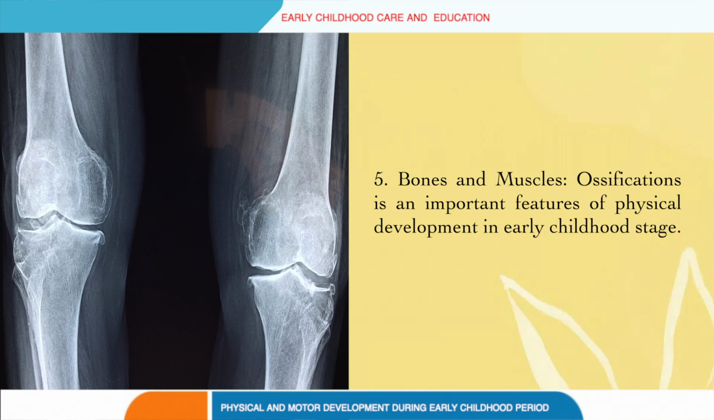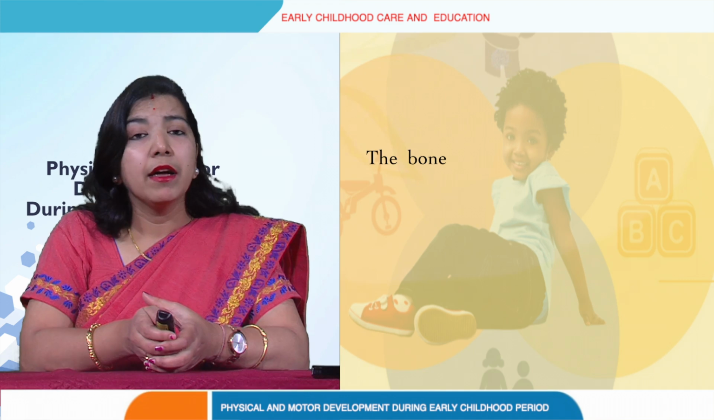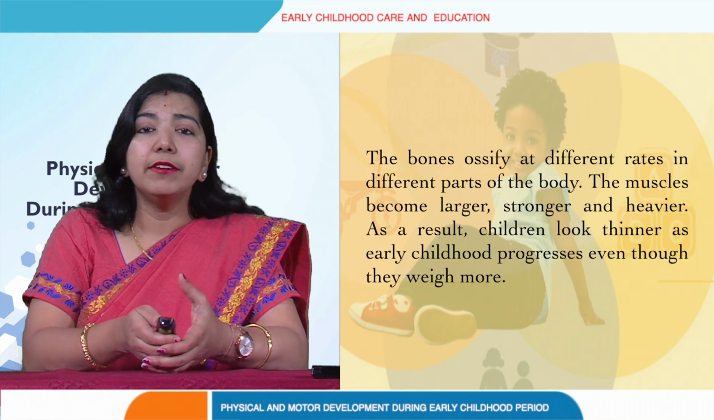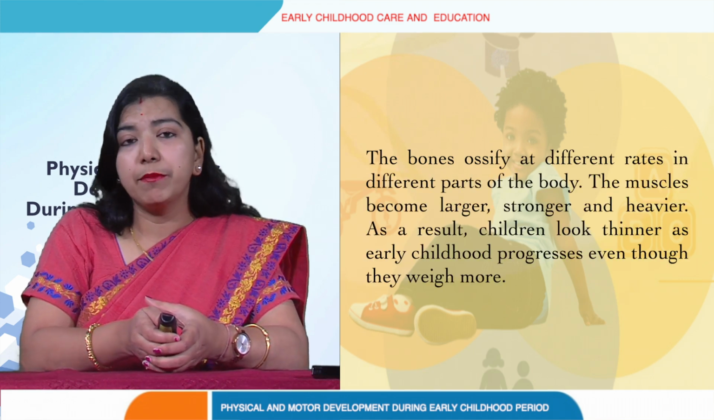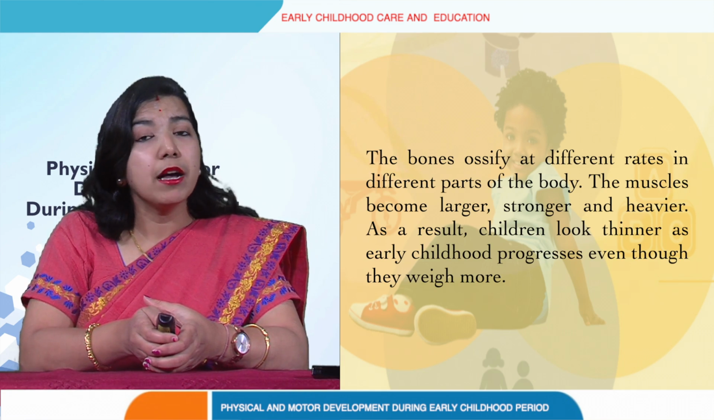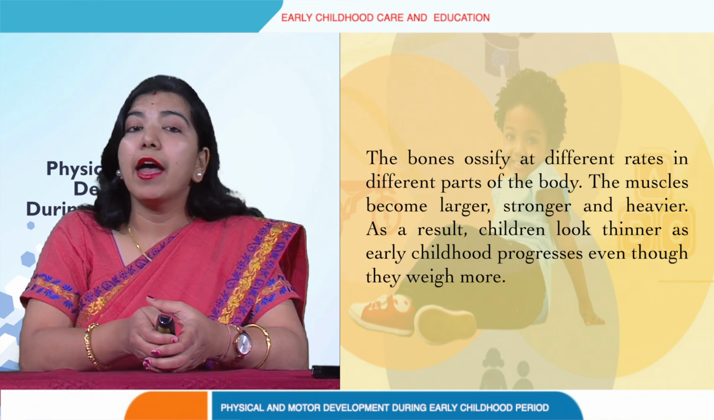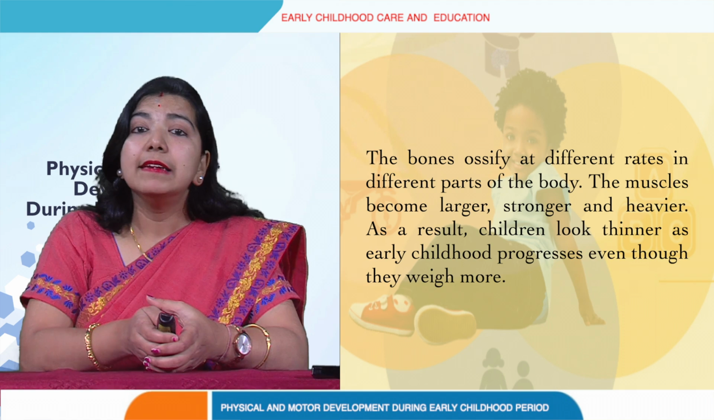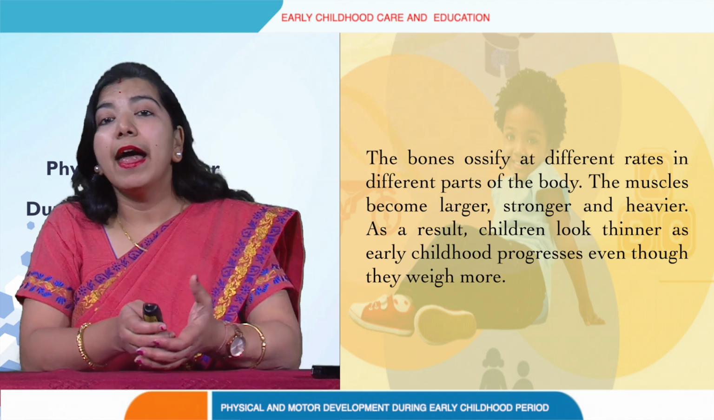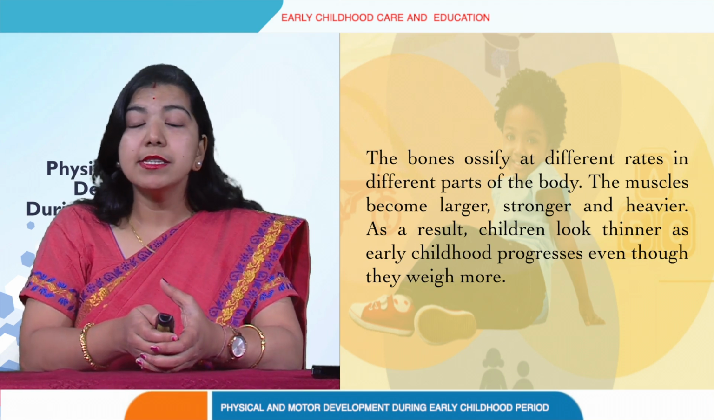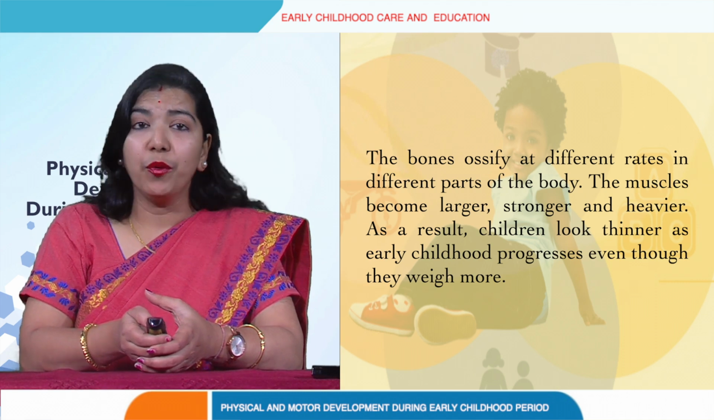Ossification, which means hardening of the bones, is an important feature of physical development in the early childhood stage. The bones ossify at different rates in different parts of the body. The muscles become larger, stronger, and heavier. As a result, children look thinner as early childhood progresses, even though they weigh more.